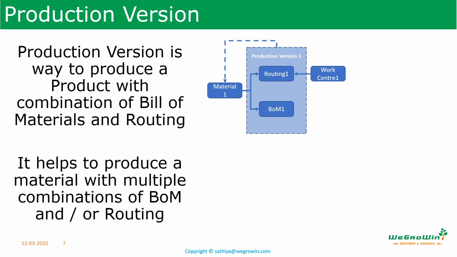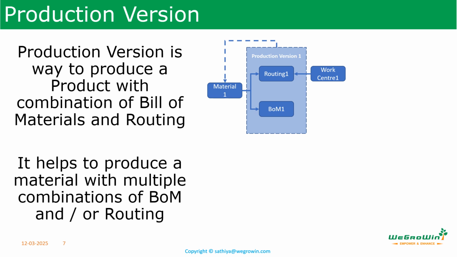For example, a material having one routing but multiple bills of materials, then we need to have production version. If a material may be having multiple BOMs but one routing, then also we need to have production version. Here you see the example. There is a material where there is one routing, one BOM, and the routing is linked to the one work center. So we are having one production version.